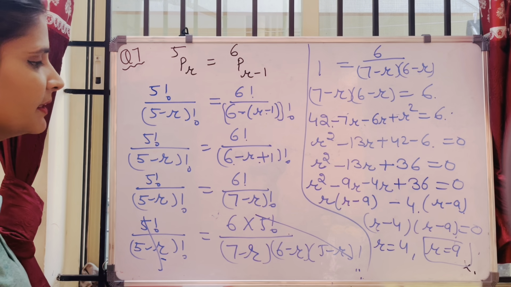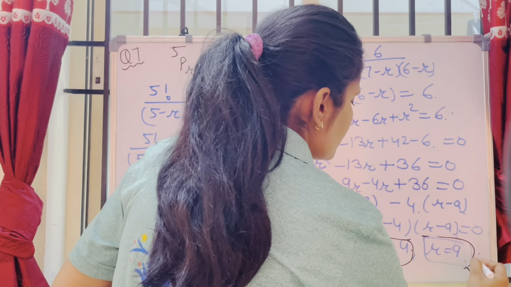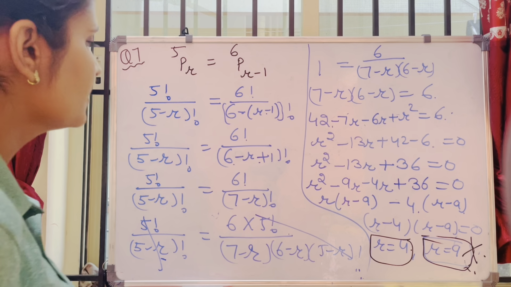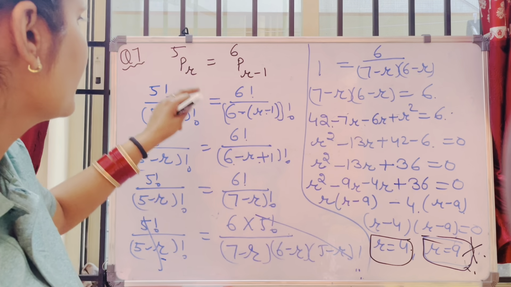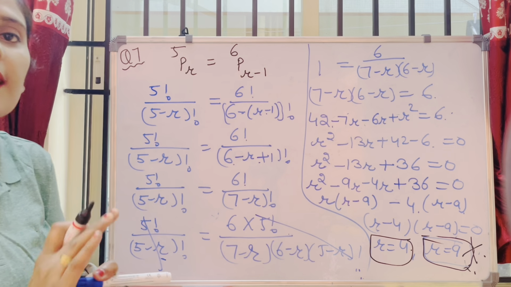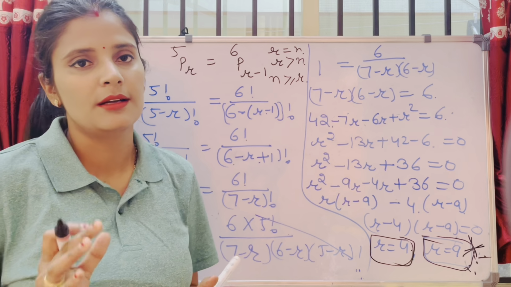Again you can see here, we can take r equal to 4. r equal to 9 can't be possible, so it will be neglected because r can't be greater than n, right? r can be equal to n, but r cannot be greater than n. So this is the 7th question, second part, right?